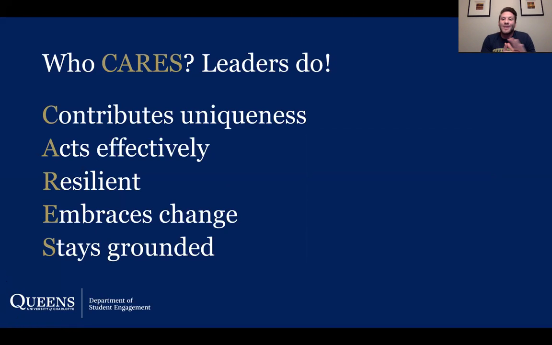So we are also going to talk about this acronym CARES. And we're going to talk about how leaders on Queens campus contribute uniqueness, act effectively, are resilient, embrace change, and stay grounded. So these are all ways that as leaders on Queens campus, you can create that change while understanding that this leadership role is a learning experience for everyone. Even the most experienced people in leadership roles are constantly learning and understanding what this means to them.